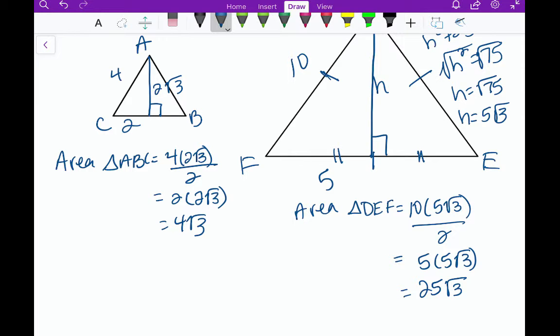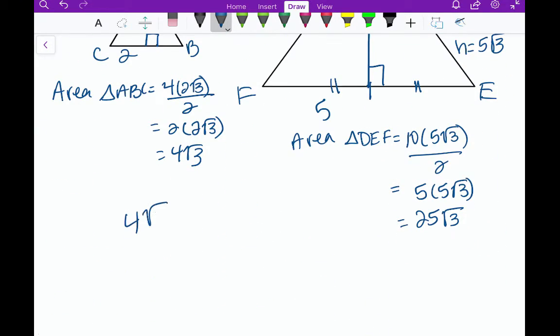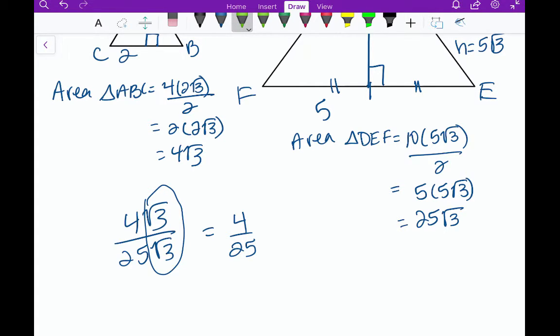So now we need to compare these, and we're going to do it again in the same way, small to big. So we're going to do 4 square root of 3 over 25 square root of 3. Now, this can probably be a little bit tricky, but we are going to figure it out. So what I want you to think about is, I want you to notice that square root of 3 over square root of 3 is 1. So this would actually simplify to 4 over 25. And I want you to think about how that relates to the scale factor, which was 2/5. Think about how 4/25 relates to 2/5.